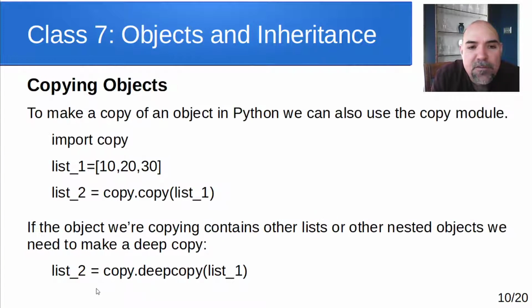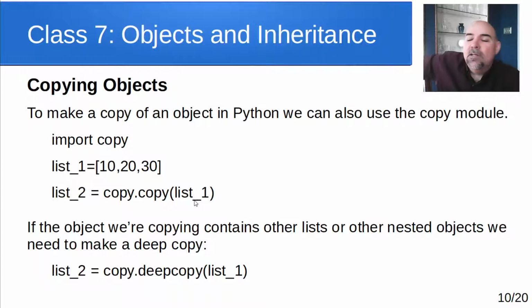Now there's another way to do this as well that is a little more clear, and it works on things other than just lists. To make a copy of an object in Python, there's a module that helps us with that, called the copy module. So we can just import it, and here's my list, and then here's my list 2, and if I want that to be a copy of list 1, I can say copy.copy.